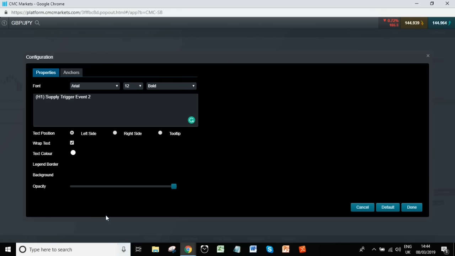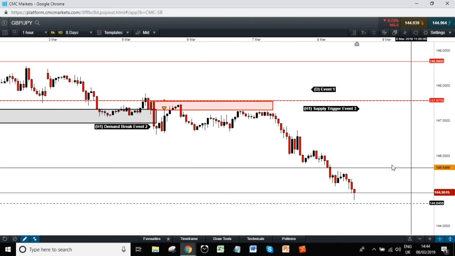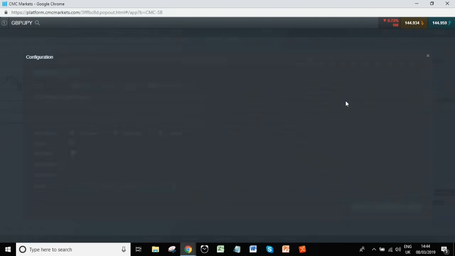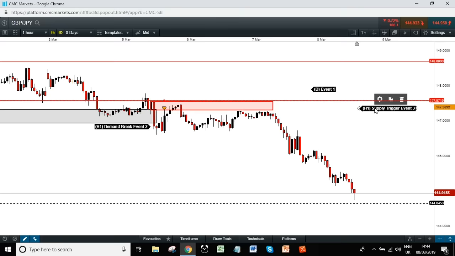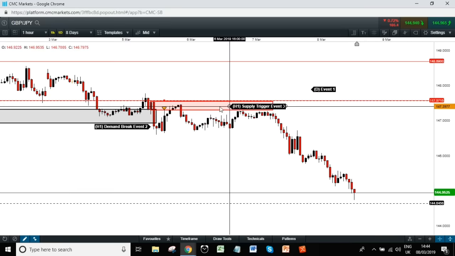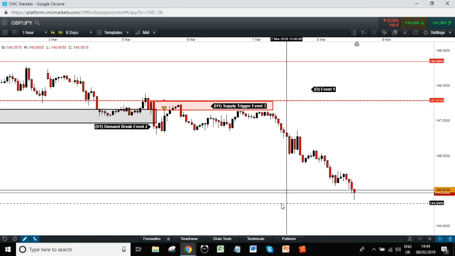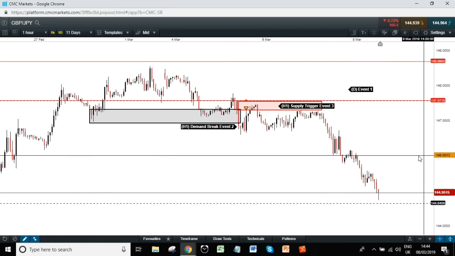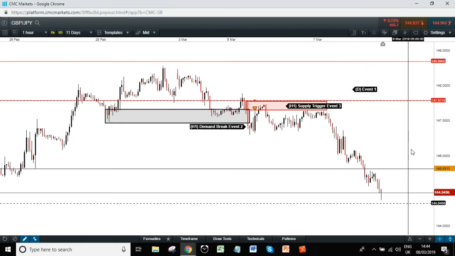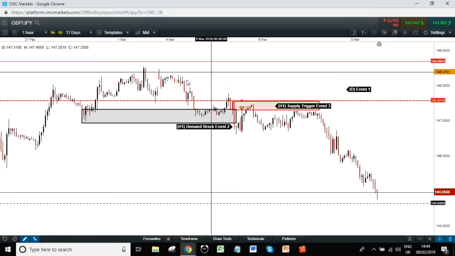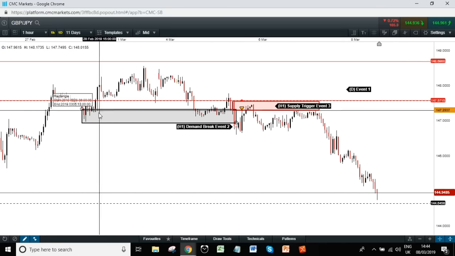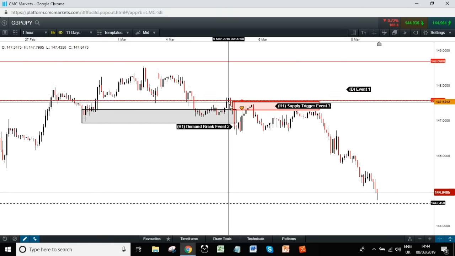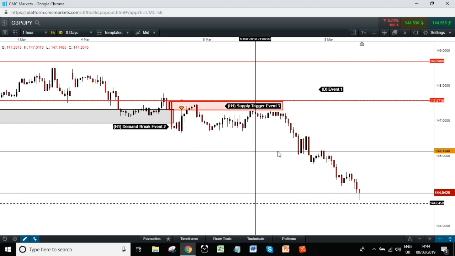And this becomes event 3. Hold on, let me just move this here. All right. So what you're seeing is the process from event 1, the daily coming into here, event 2, finding that demand, and then the zone that broke that demand. The zone that broke that demand is the supply trigger event for event 3.